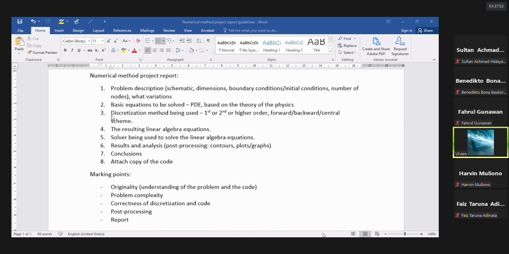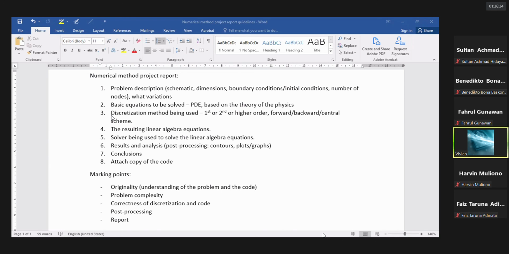So for the results, you do post-processing, plot the contour and the graph, and also do analysis on the comparison, because we have at least two variations. You can do more, but at least a minimum of two variations. So do analysis. What is the difference? For example, you're comparing less number of nodes or more number of nodes, or you compare between the lower order scheme with the higher order scheme. And then give a conclusion and also attach the copy of the code.